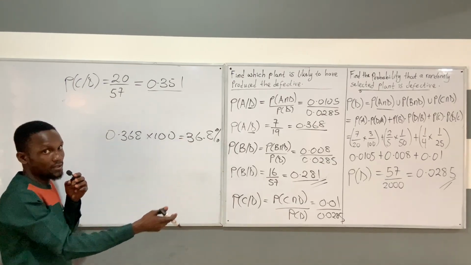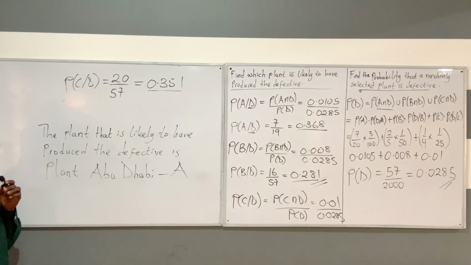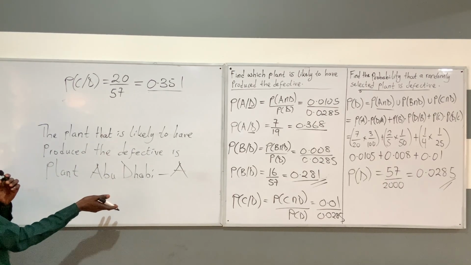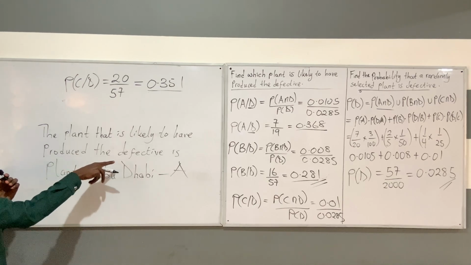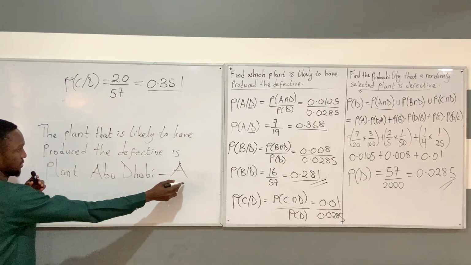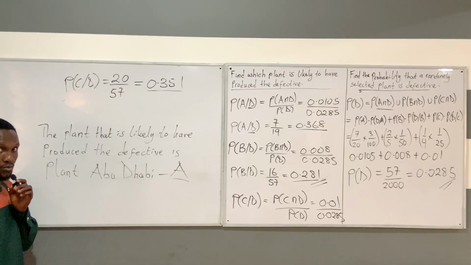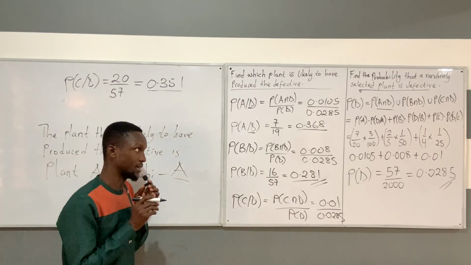So you can rewrite this. You can write this for the examiner that the plant that is likely to have produced the defective is plant A. I hope I've been able to explain this for you to understand.